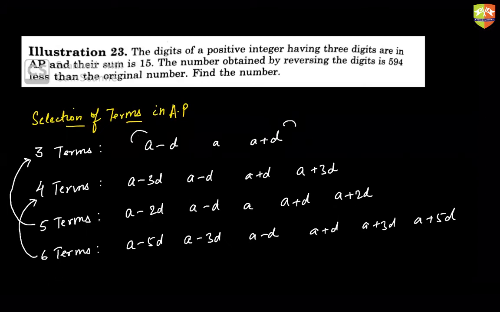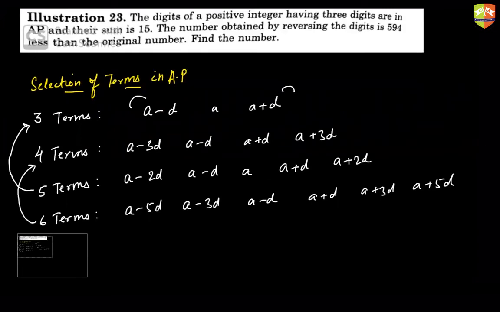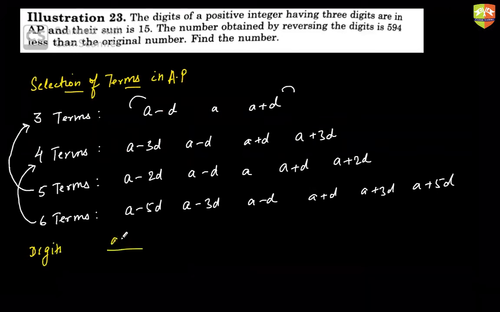Now, inspired by this small theory, I would like to solve this problem. The digits are in AP. So let us take the digits themselves as A minus D, A and A plus D. These are the values of the hundreds, tens and ones place digits of this 3-digit number.